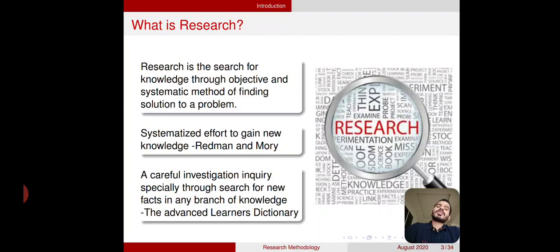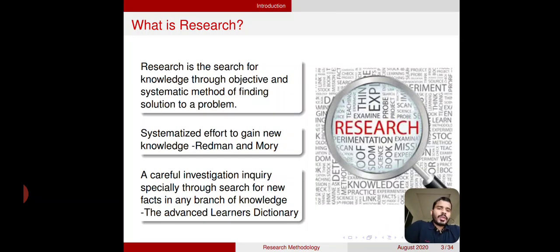What is meant by research? That we can define in different ways. So here I have given three definitions. One is: research is the search for knowledge through objective and systematic methods of finding a solution to a problem. We should have a problem. We need to find the solution. To get a solution, we are using systematic methods. Such a process we call research.